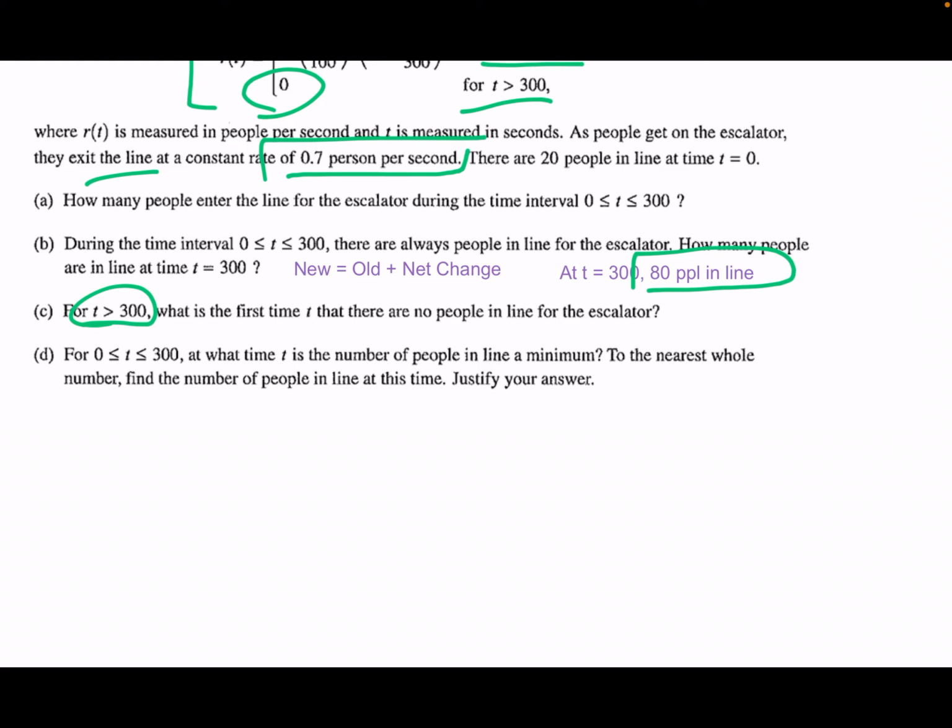Well, here's a great place where units are super helpful. I have 80 people in line, and they are leaving at 0.7 person per second, so people per second.